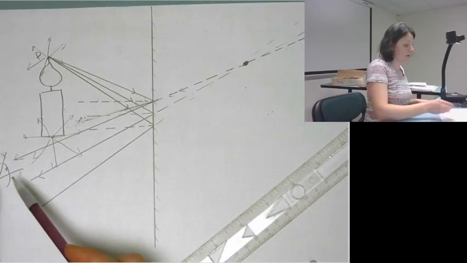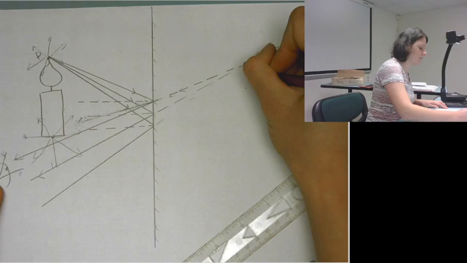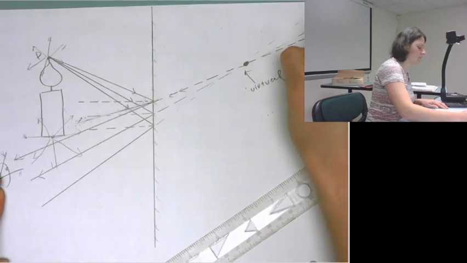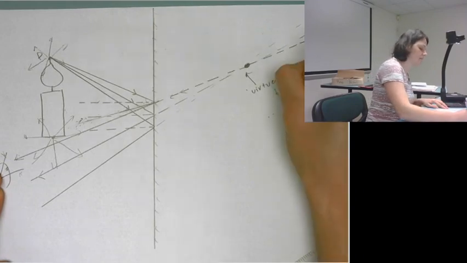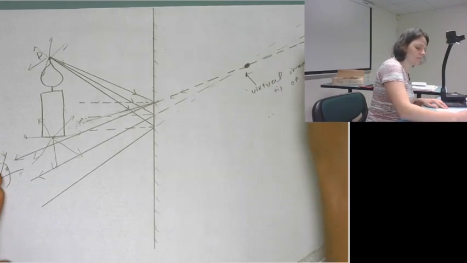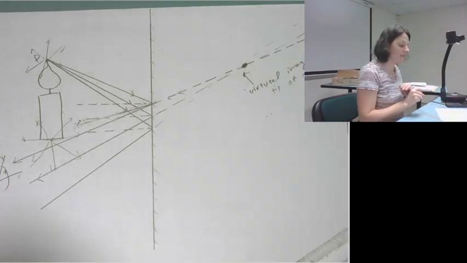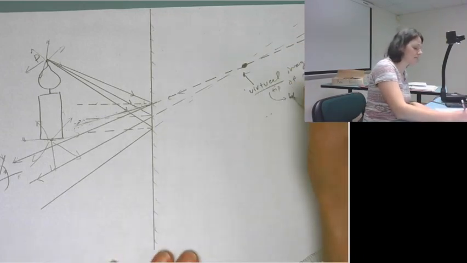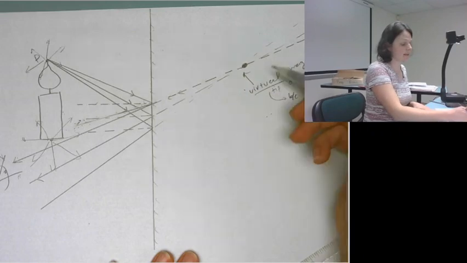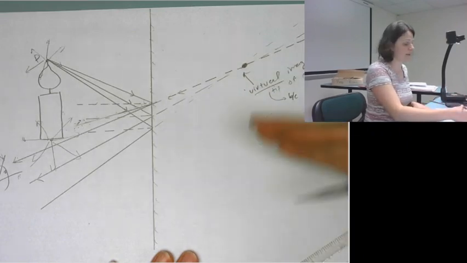This is actually called a virtual image of the tip of the candle. And the virtual image of this tip of the candle, it's called virtual because rays don't actually cross at that point. Rays only appear to be coming from this point.